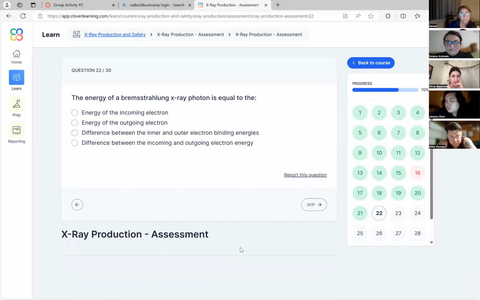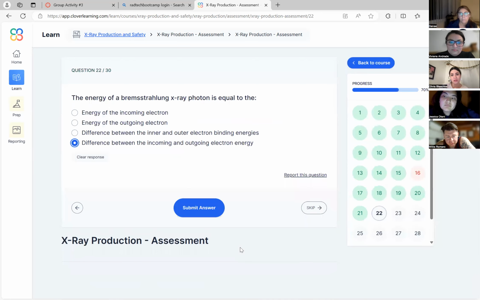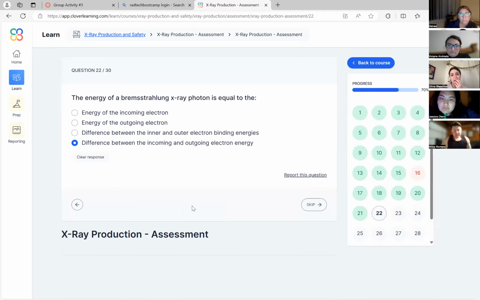And then 22, that goes back to me. The energy of a Bremsstrahlung X-ray photon is equal to, I believe this is the difference between the incoming and the outgoing electron energy. I think so. Yeah, I agree. That was the one that I had trouble with in the beginning. It was, remember, it was like the subtract the numbers, right? Yeah.